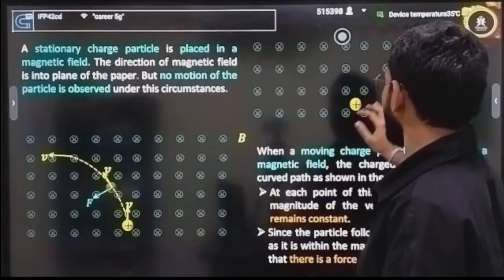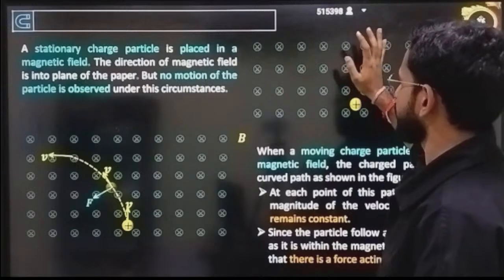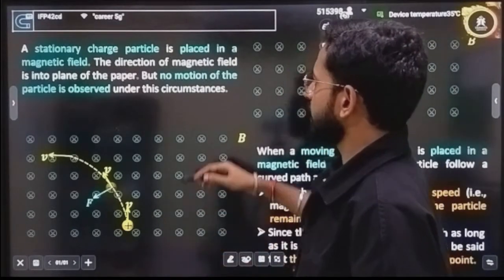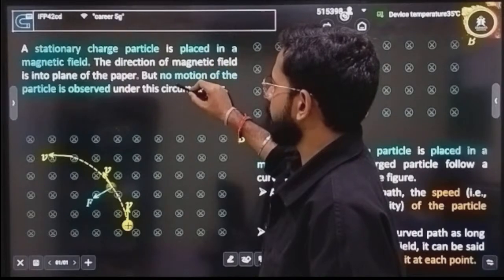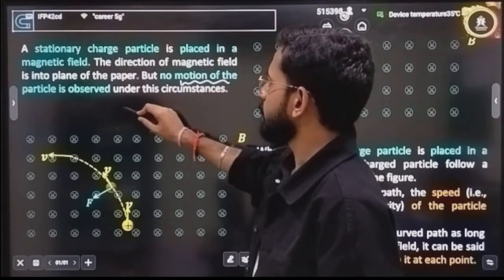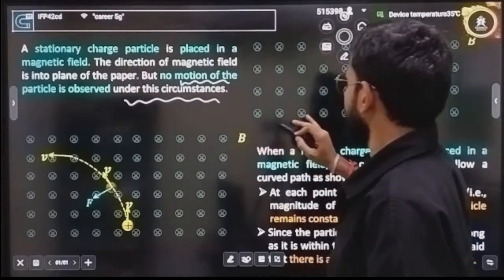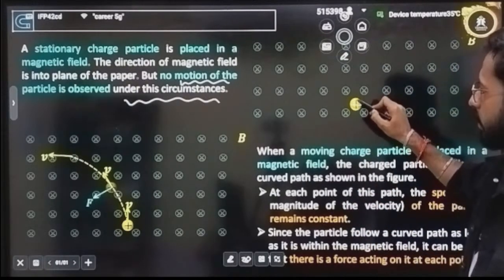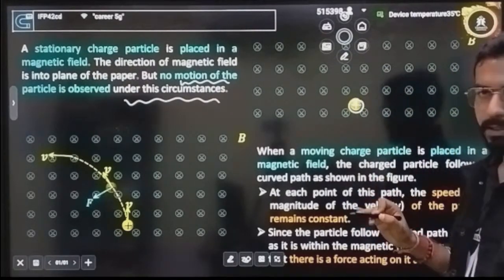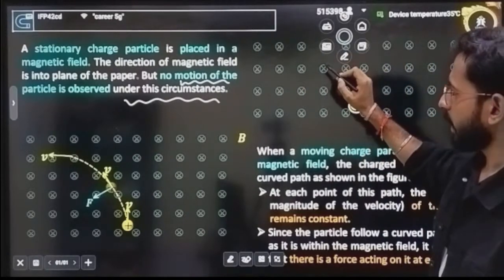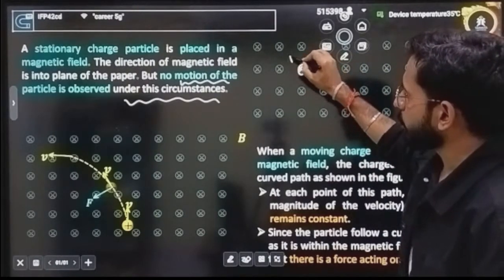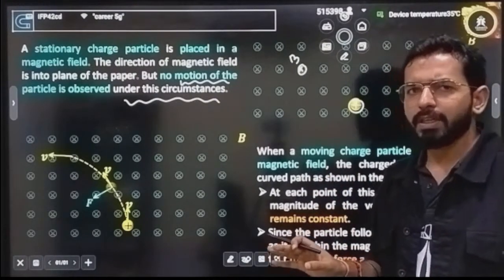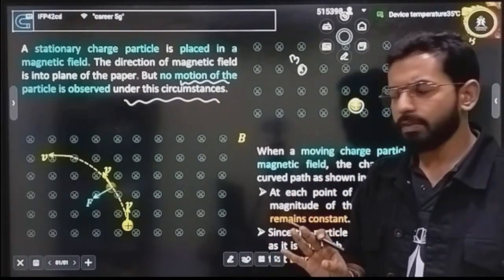Now here I have introduced a magnetic field. Now let's understand the behavior. A stationary charged particle is placed in a magnetic field. The direction of the magnetic field is into the plane, but no motion of the particle is observed under this circumstance. You have kept a charge in a constant magnetic field, going into the page, and when we observed, there was no motion in this complete system, nothing was moving anywhere.